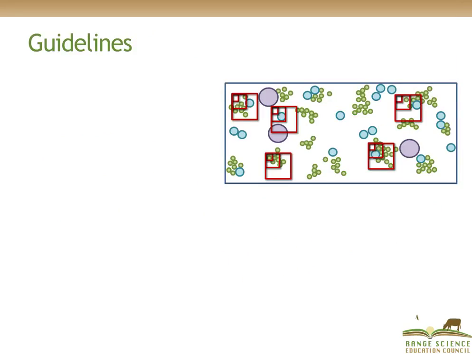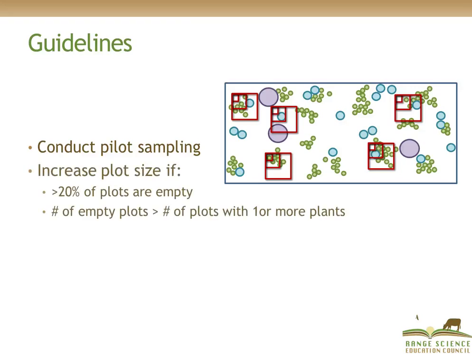Now there are fundamentally some guidelines that we use when we're trying to determine the number of quadrats as well as the size and the shape. First, it's important that we conduct pilot sampling. Based on our pilot sampling, we would then increase the plot size in general when more than 20% of the plots are empty, completely empty. And we would also increase the plot size if the number of empty plots is greater than the number of plots with one or more plants.